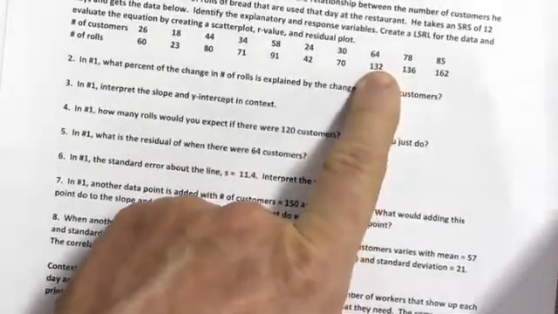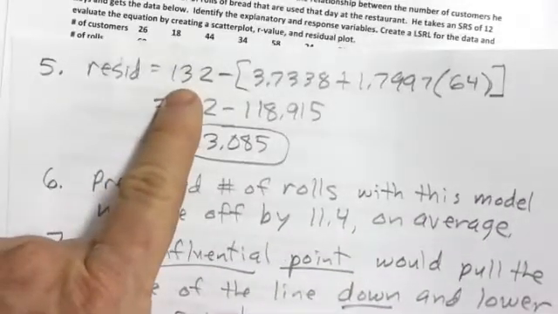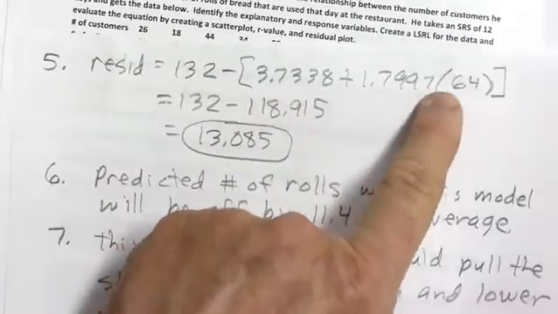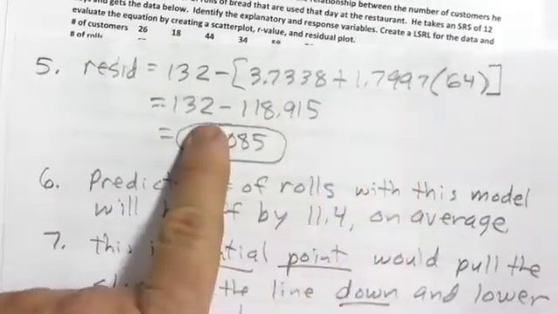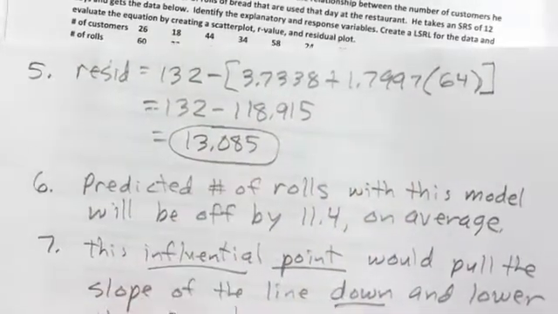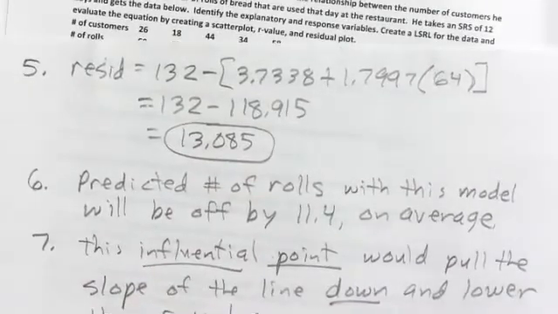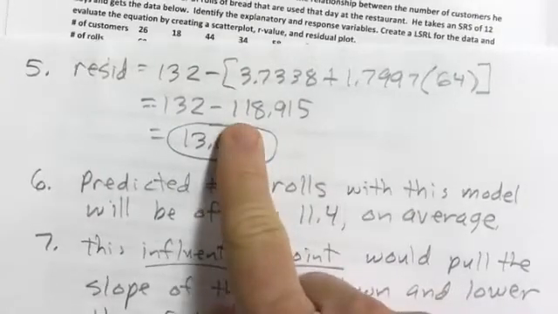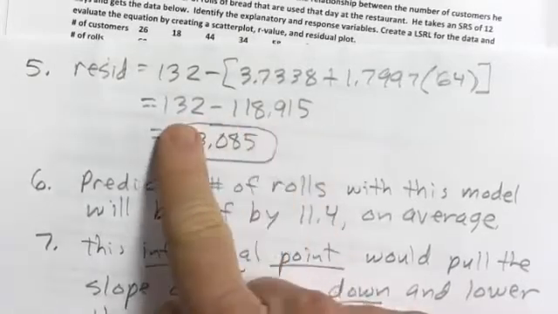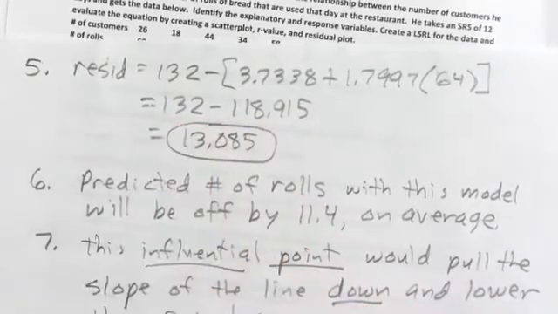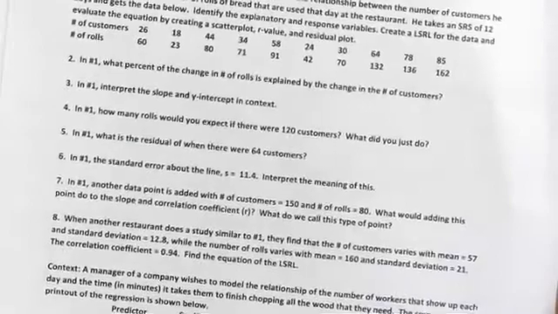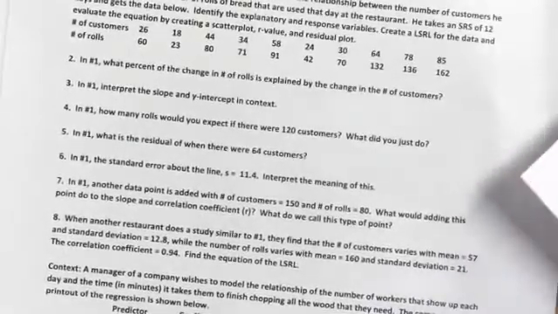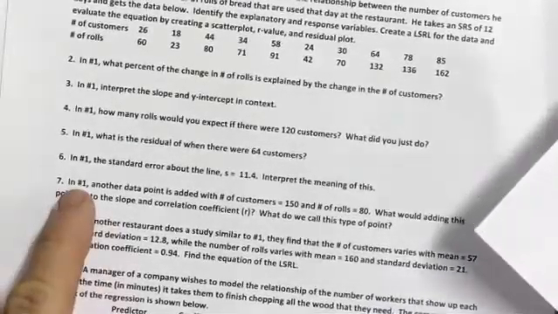So that's the actual Y value. To find the residual, you say 132 minus whatever you get when you plug in that X of 64. And so we would get 13.085. That's just saying this point is 13 above the line. The line under-predicted for it by 13. They predicted we'd need 118.915 rolls. We actually needed 132. So it's a positive residual. So that would be number 5.